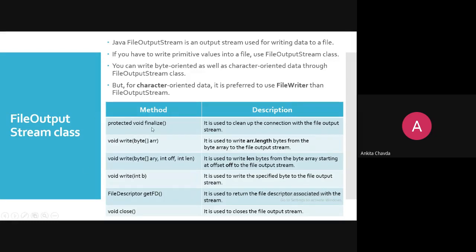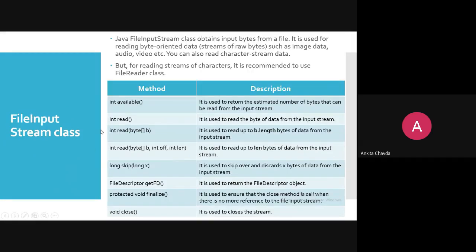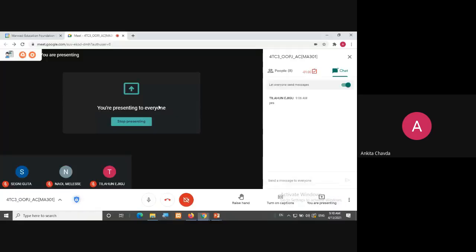You can write even a single integer data. You can write even a whole byte array, or a whole byte array from a particular offset, from a particular index, and for a particular number of bytes only, that is the length. That is what we have seen. In the same way, we have seen file input stream. This is just the revision that I'm saying.